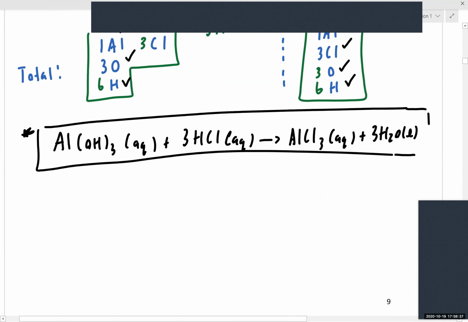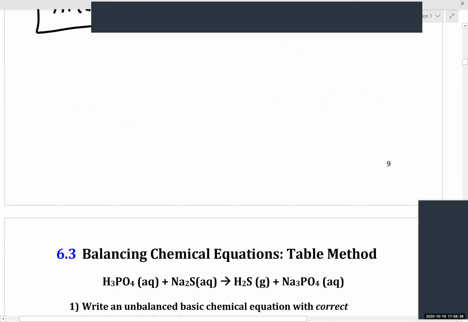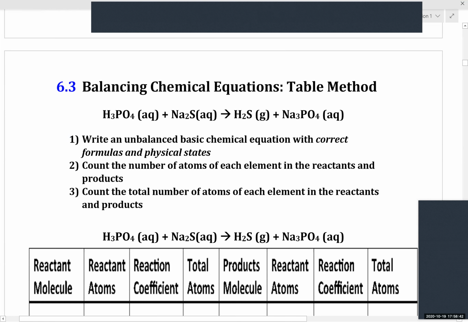Okay, so we've seen one major method of balancing chemical equations. Let's now look at another method. This method is known as the table method. This is a method that helps you keep track of all of your atoms in a very procedural way. We've actually been using pieces of the table method in our earlier balancing equation examples.